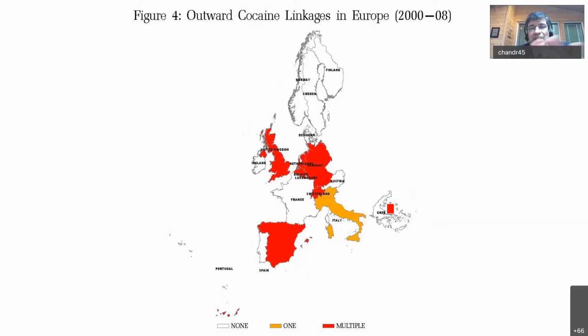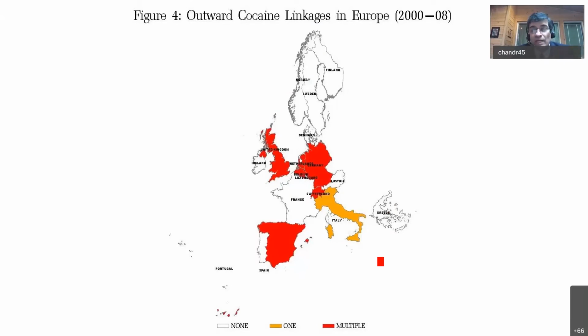Okay, so remember here the relationship is between each country and up to 16 other European countries. The red countries here are ones that seem to be sending to more than one other European country, and the one orange country, Italy, is sending to one other European country. I want you to now pay close attention to the next slide.